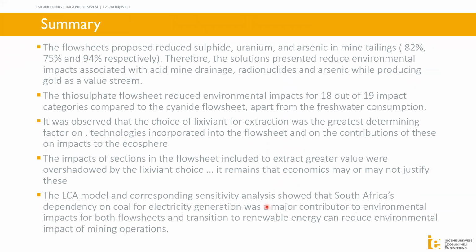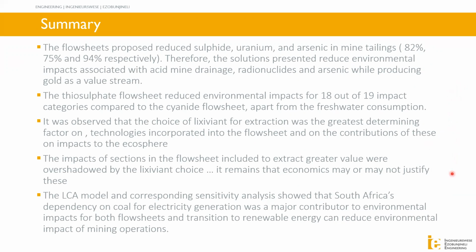So just to summarize, the flow sheets that we proposed reduced sulfide, uranium, and arsenic in the tailings. So the solutions presented reduce environmental impacts that are associated with acid mine drainage, radionuclides, and arsenic, as well as producing gold as a value stream. Now, the thiosulfate flow sheet reduced environmental impacts more significantly than the cyanide flow sheet, and it was observed that the choice of lixiviant for extraction was the greatest determining factor, not only on technologies incorporated into the flow sheet, but on the contributions of these technologies to the ecosphere.